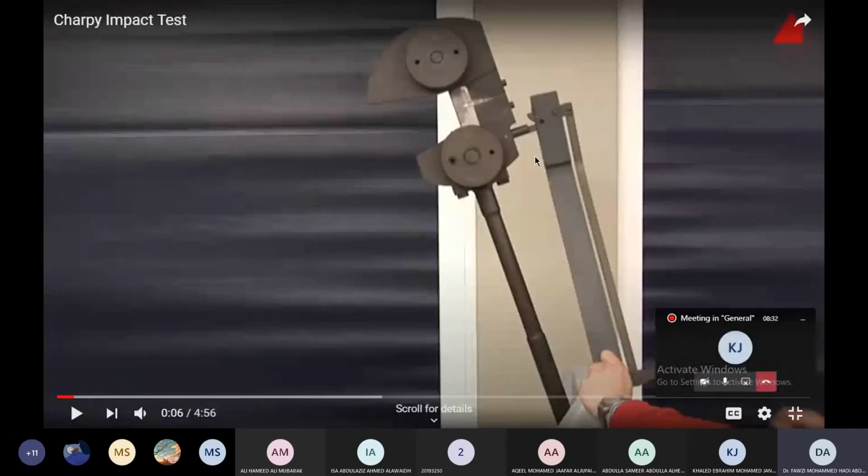First of all, before we start, how many types of impact tests do we have? Two. Which are? Izod, and Charpy, which is the one we are going to see in this test. The Izod we are not going to see. The difference between them is just the position of the hammer and the type of the specimen, how we put the specimen on the impact test machine. So that's the difference. We are going to see a Charpy impact test now.